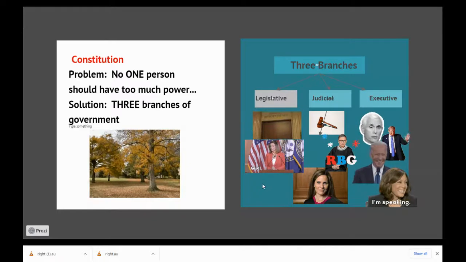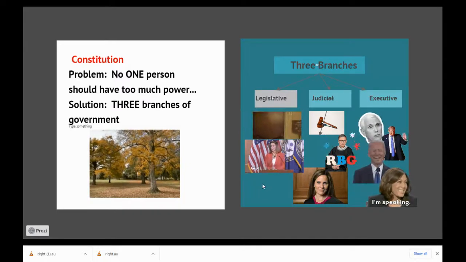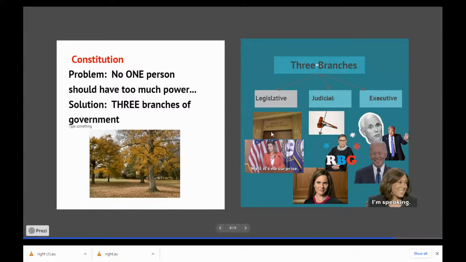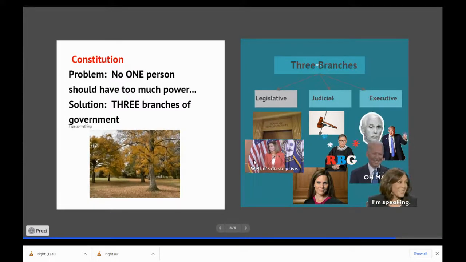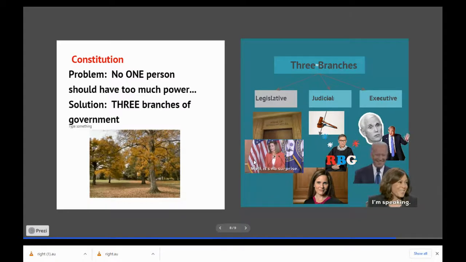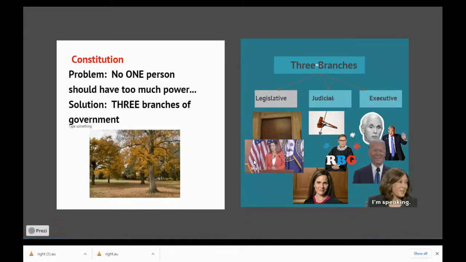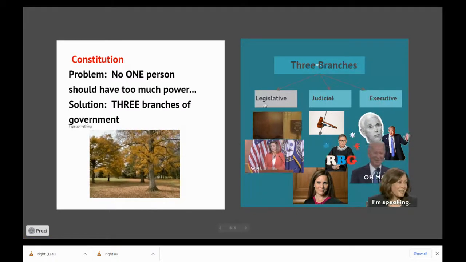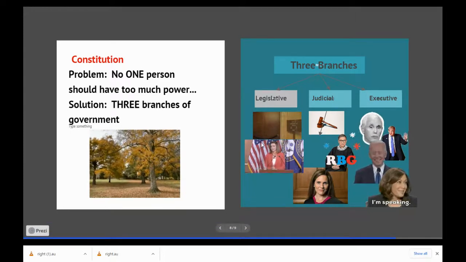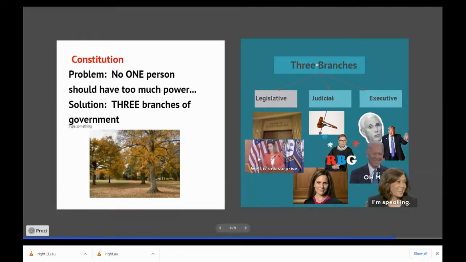Okay? Now, bigger states get to send more, and smaller states send less. But don't worry, because they can pass a law, but then it goes to the Senate, and in the Senate, okay, every state gets the same number. So there's a lot of ways they kept it very, very fair. Okay? So here's the thing.